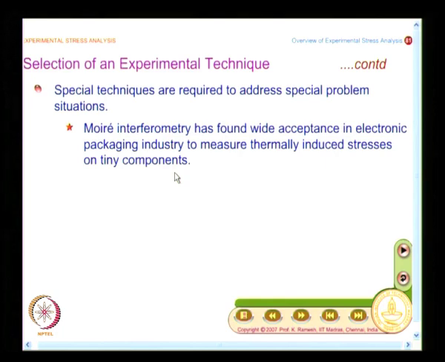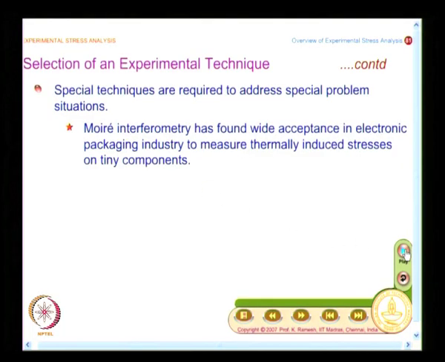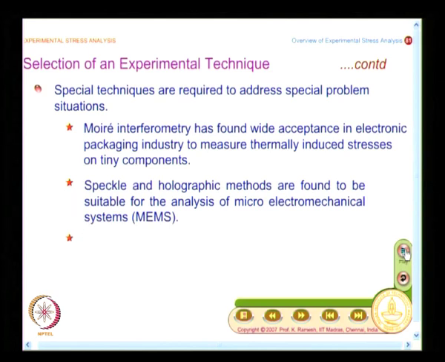In this application, Moiré is ideally suitable, mainly because the components are very small. I can't go and paste a strain gauge, and Moiré gives whole field information, and researchers have convincingly shown that Moiré is applicable for this class of problems. And we have seen that for MEMS applications, speckle and holographic methods are ideally suited.